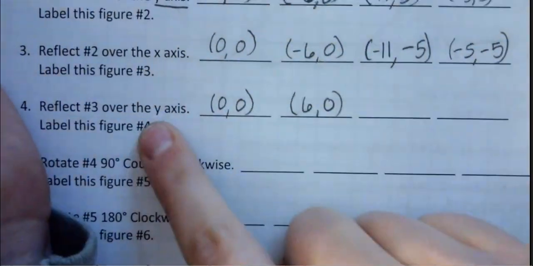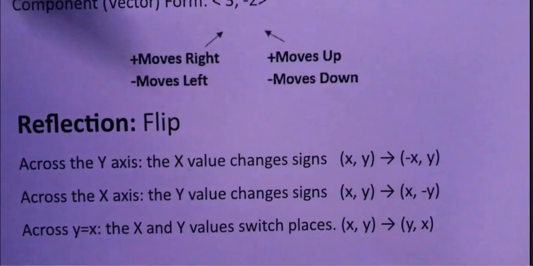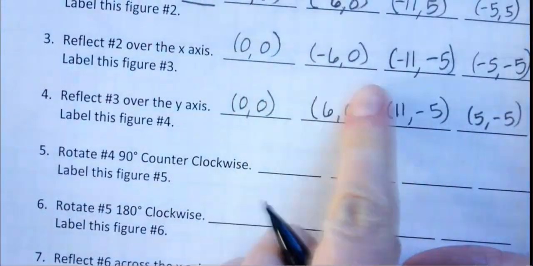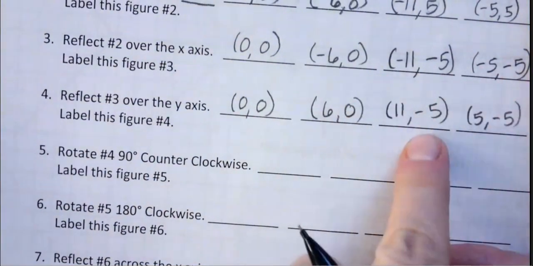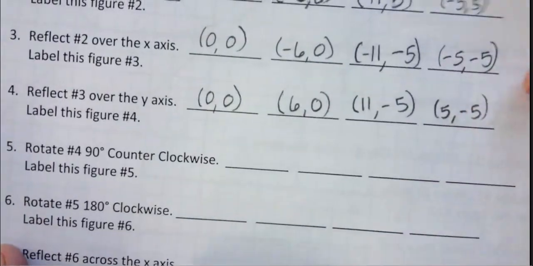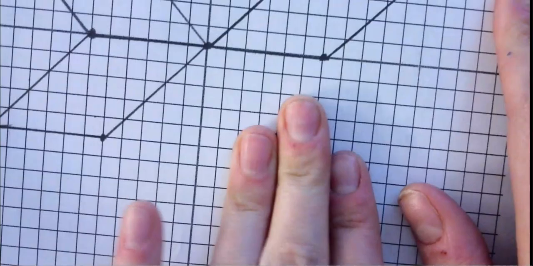So the x value is going to change signs since we're flipping over the y-axis. X value changes signs when going over the y-axis. So it becomes a positive 11, negative 5, positive 5, negative 5. So the y values don't change anywhere. The x values change, except if it's at 0, and that can't change.